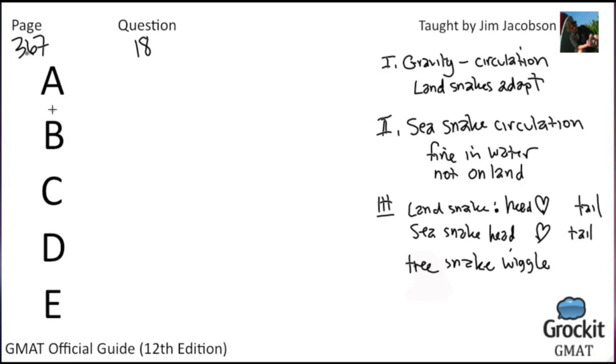passage. So A, the disadvantages of an adaptation to a particular feature of an environment often outweigh the advantages of such an adaptation.